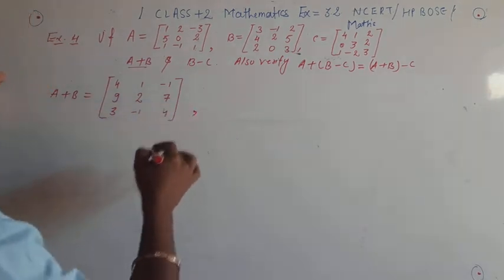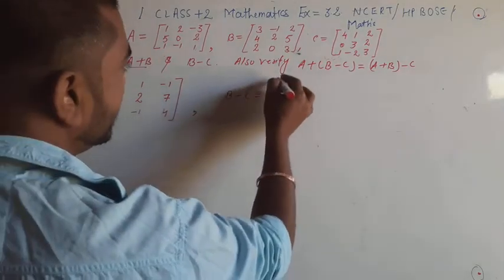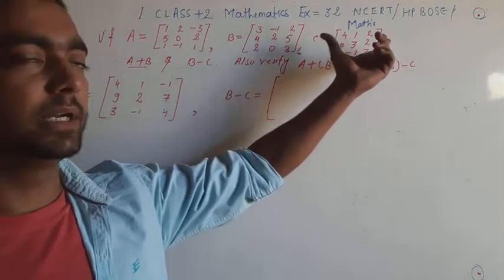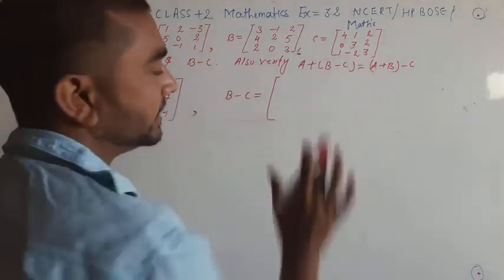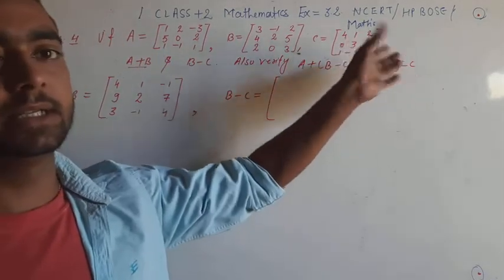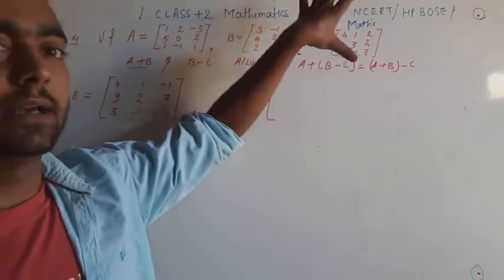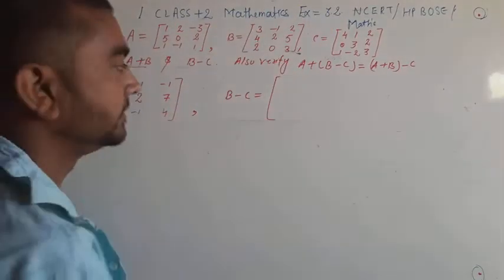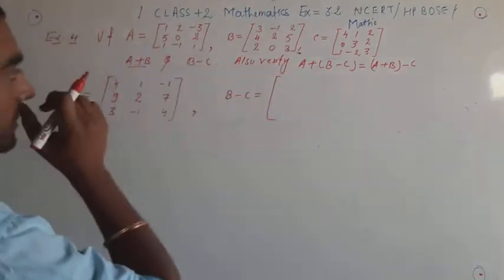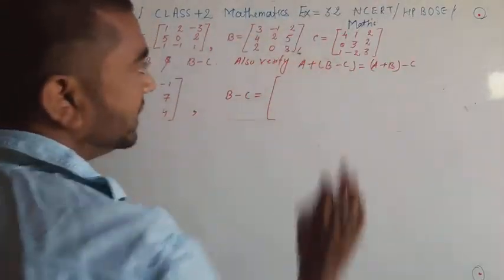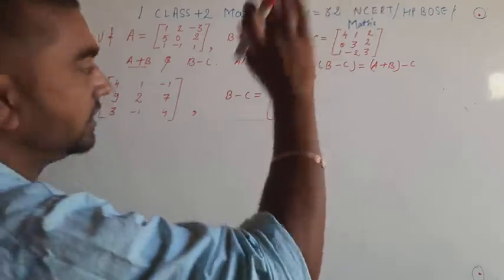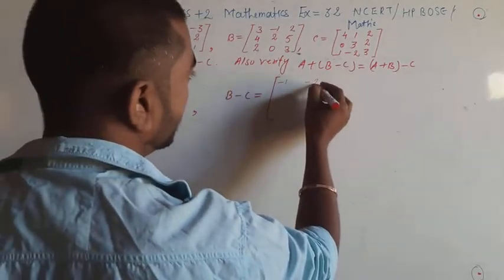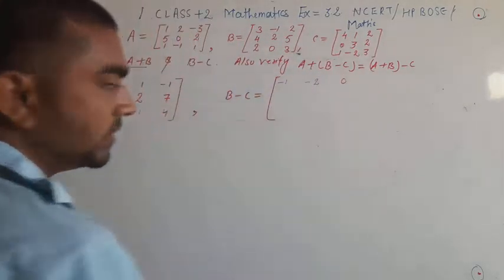Next you have to evaluate B minus C. B minus C means we look at the first matrix B and then matrix C. Here you see the order is the same. There is a property of matrices that if matrices have the same order, then we operate on the corresponding elements. B minus C means we subtract the elements: 3 minus 4 is -1, -1 minus 1 is -2, 2 minus 2 is 0.